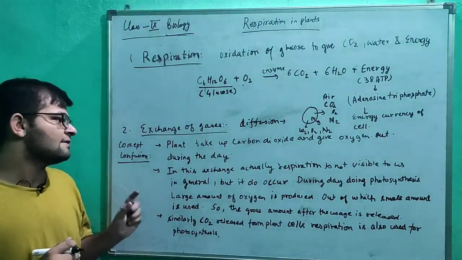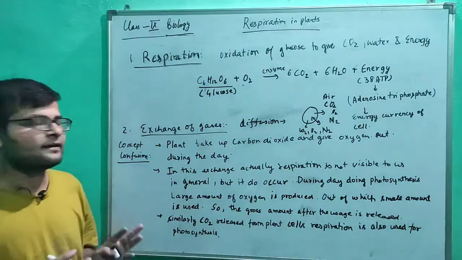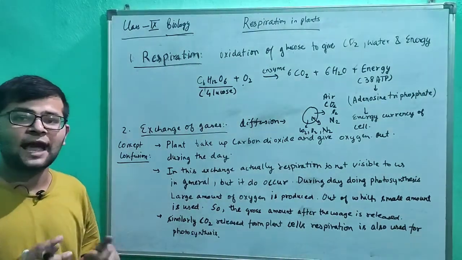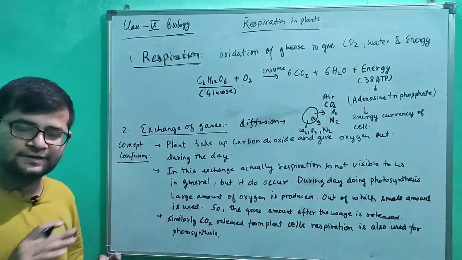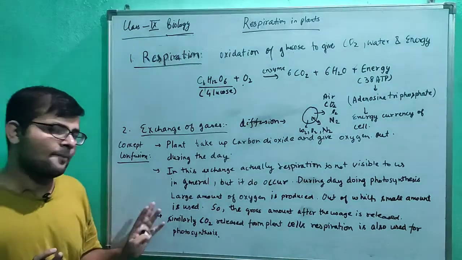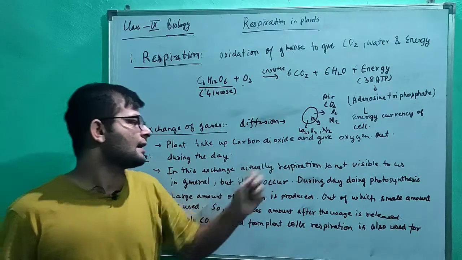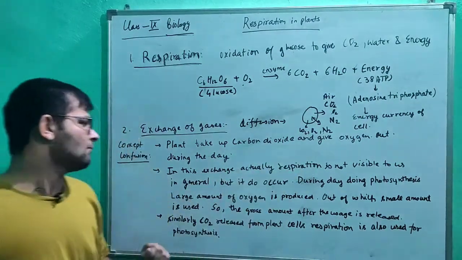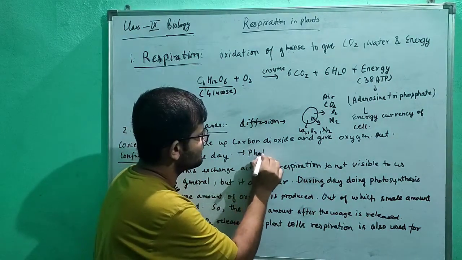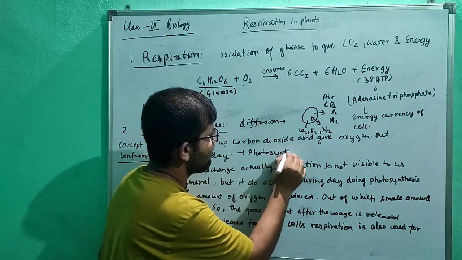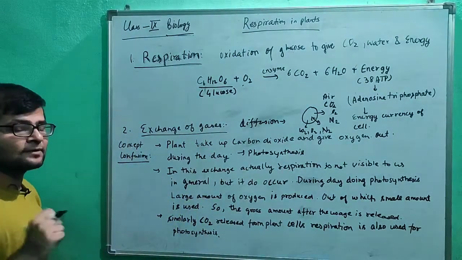Now there is a confusion regarding respiration in plants. I have told you that respiration happens in every living organism. So plants are not the thing where respiration cannot happen. So respiration happens, but we have also heard that plants take up carbon dioxide and give oxygen out during the day. This process is photosynthesis. So they are giving outside oxygen and taking up carbon dioxide.